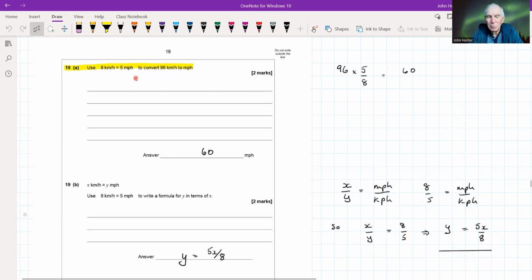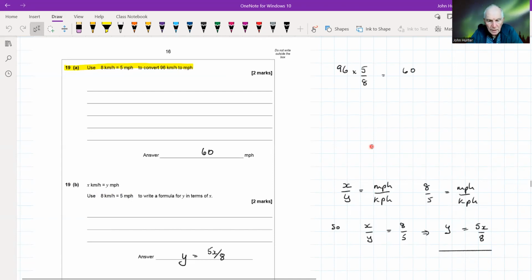And what's it going to be? Well, with a bit of common sense, it's just 5/8, isn't it? If we multiply by 8/5, then obviously that's going to give us a bigger number than 96, which we don't want. So 5/8. If we multiply 96 by 5/8, that's going to give 60 miles an hour, and that passes the sense check. Then we can take that as read, 60 miles an hour.